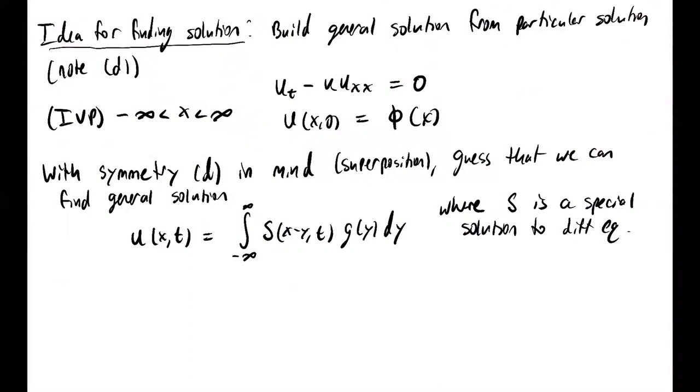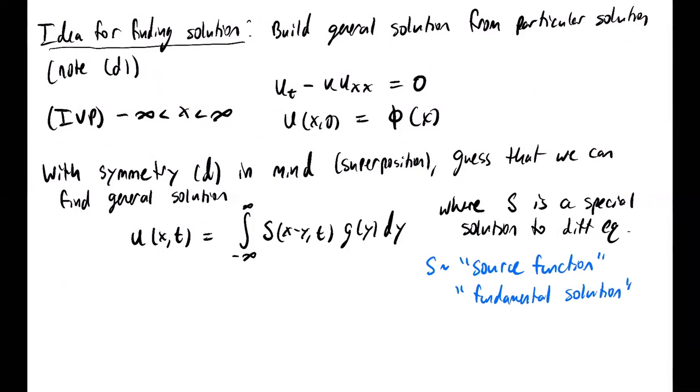Right, and so the argument is going to proceed first by looking for a good candidate for S and then proving that this formula always works. So there's going to be several steps. And this function S is typically called the source function or the fundamental solution, because from this function S, you can build all your other solutions.